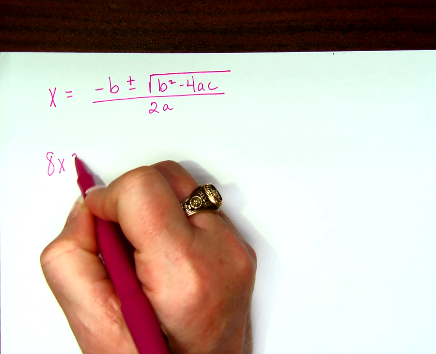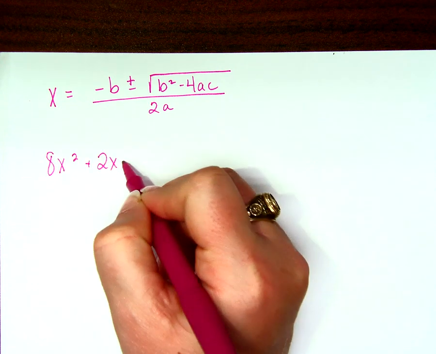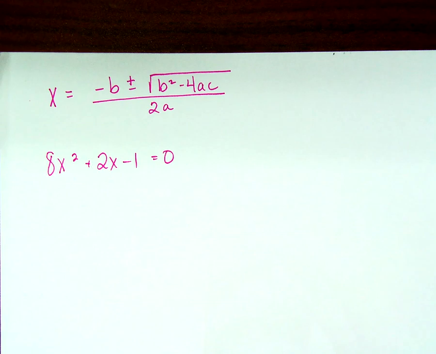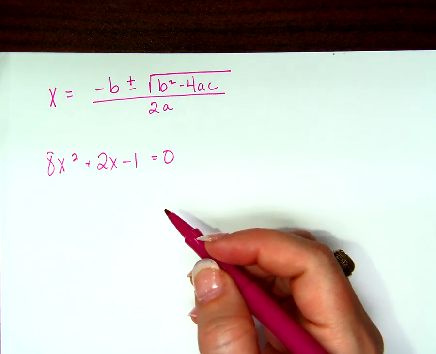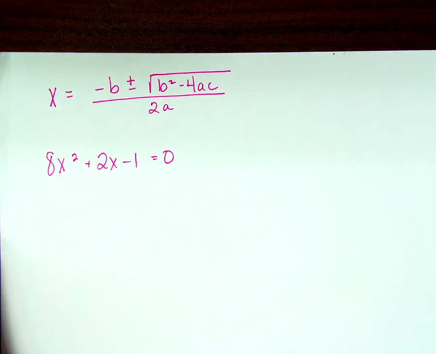8x squared plus 2x minus 1. First thing we're always going to try to do is factor. Okay? Multiplies to be negative 9 and adds to be positive 2. I don't know either, right? Okay, so let's do quadratic formula then.